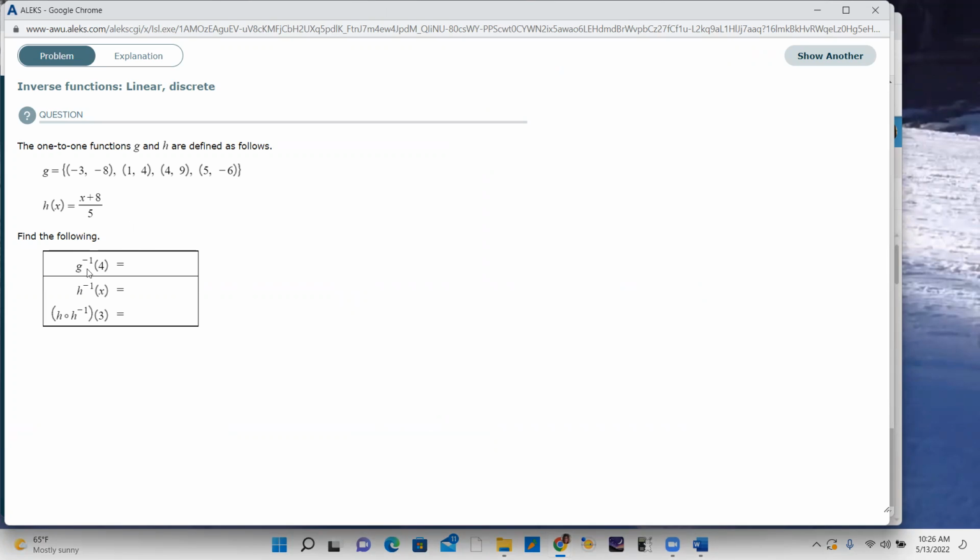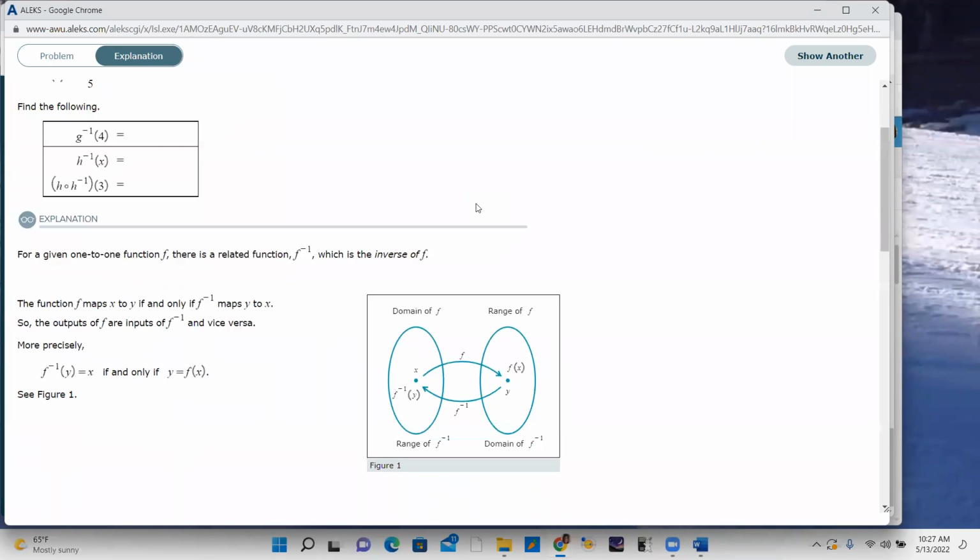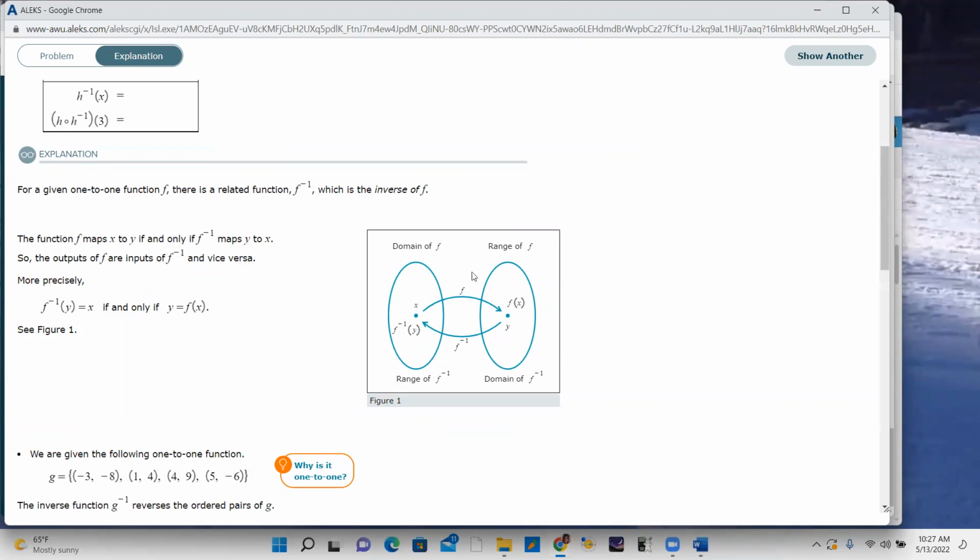So these problems are asking you to find the inverse of a value, and the composition of a function and its inverse of a value. So this is kind of like the pictures I've been drawing all along. If f takes a value x and maps it to a y, this first space is the domain of f, and the second space is called the range of f, the y values. Then the inverse function undoes that path. It takes the y back to the x.